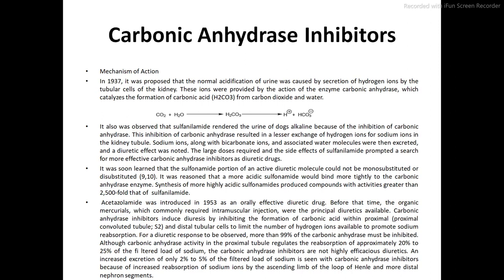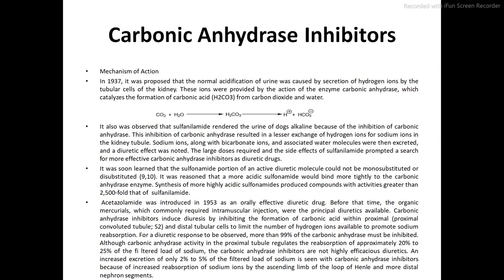So what are the acidic sulfonamides? They were later synthesized by taking the sulfanilamide as a parent moiety. That sulfonamide molecule is not monosubstituted or disubstituted because it is highly acidic. So that acidic sulfonamide shows 2500 fold more activity as compared to the parent sulfanilamide moiety.